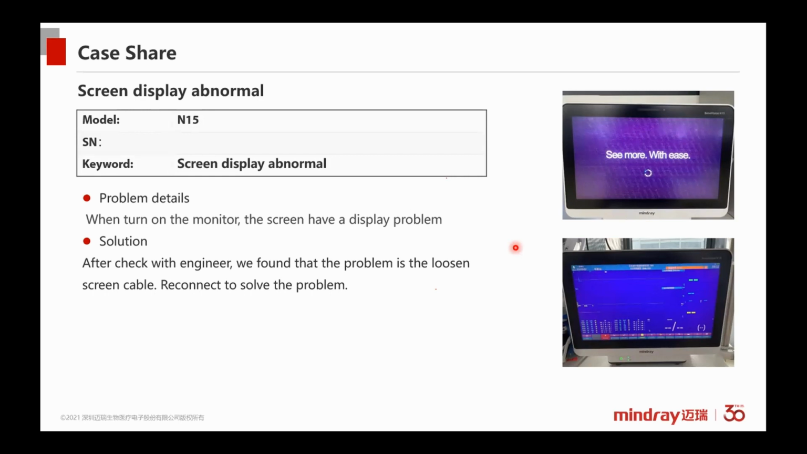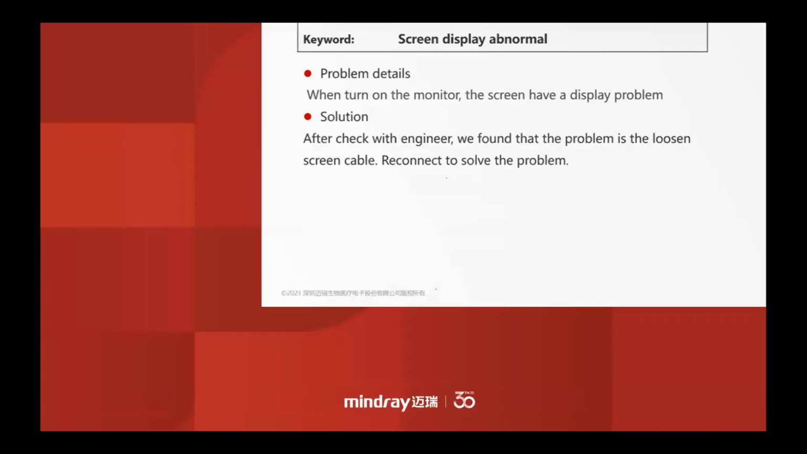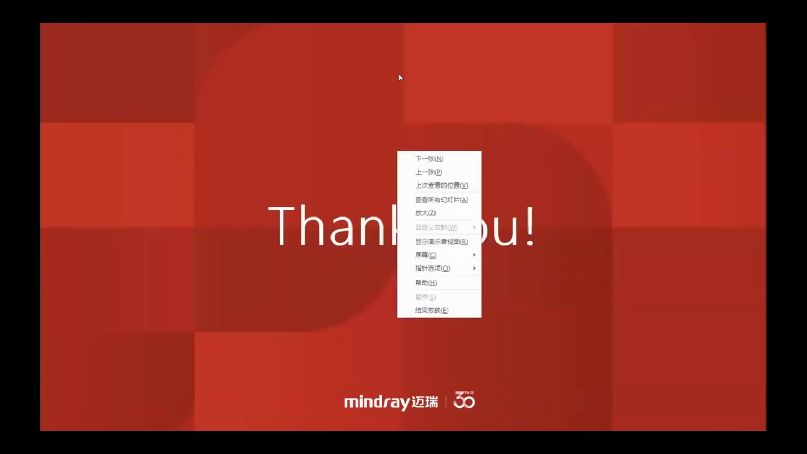I think all of you are engineers, so you will know how to check this problem. If you have any problem during troubleshooting, just feel free to contact our Mindray service team. We will try our best to help you solve the problem. So that's all from my side. Let me check if there are any questions.